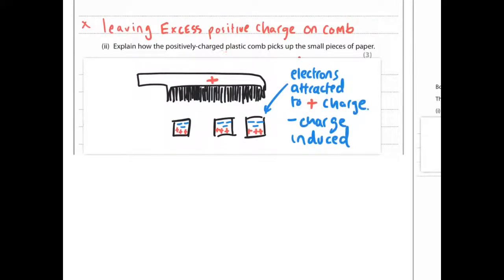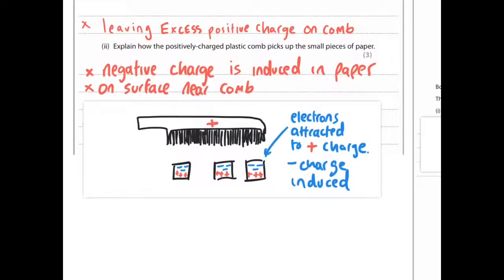Explain how the positively charged plastic comb picks up the small pieces of paper. So what happens is you've got a positively charged comb, and you can assume that these pieces of paper also had a neutral charge, a balance of protons and electrons. As you move it closer, the electrons are attracted to the protons, or the positive charges, and move towards the surface of the paper. So a negative charge is induced in the paper. It's basically created by the movement of the comb towards it. So you say negative charge is induced in the paper on the surface near the comb.